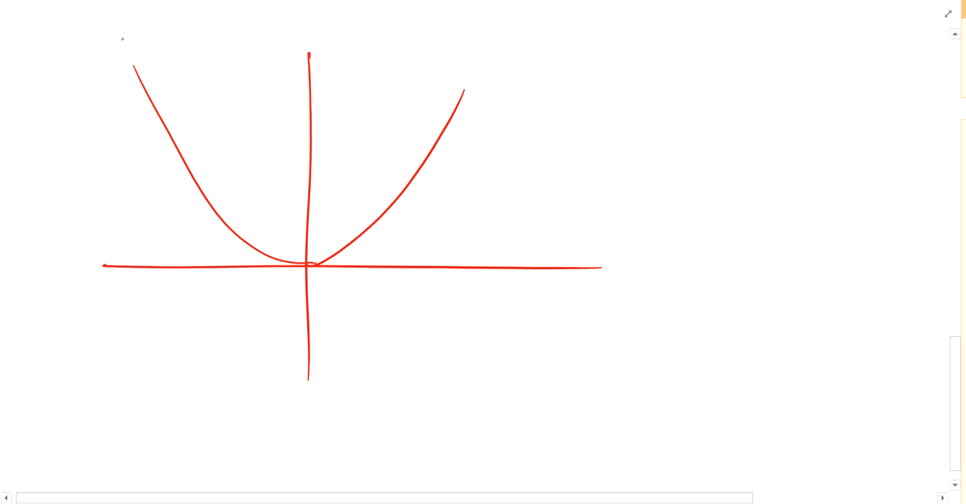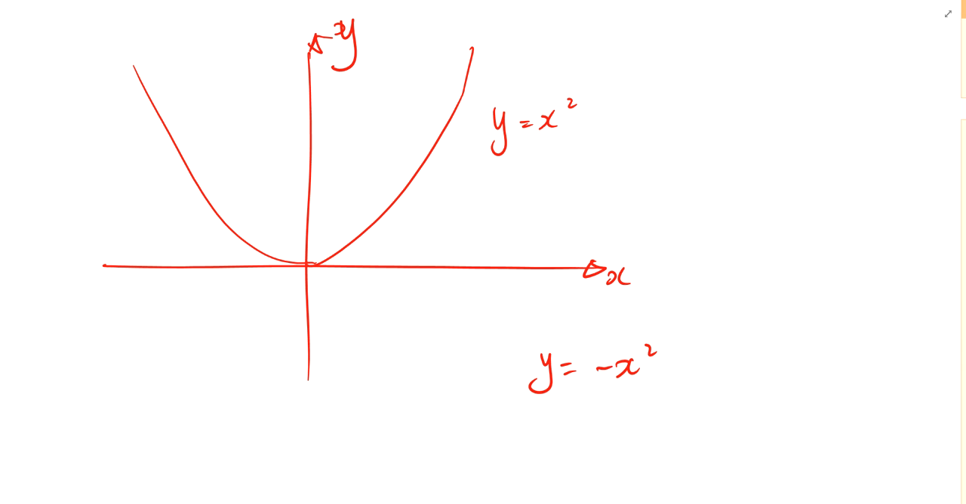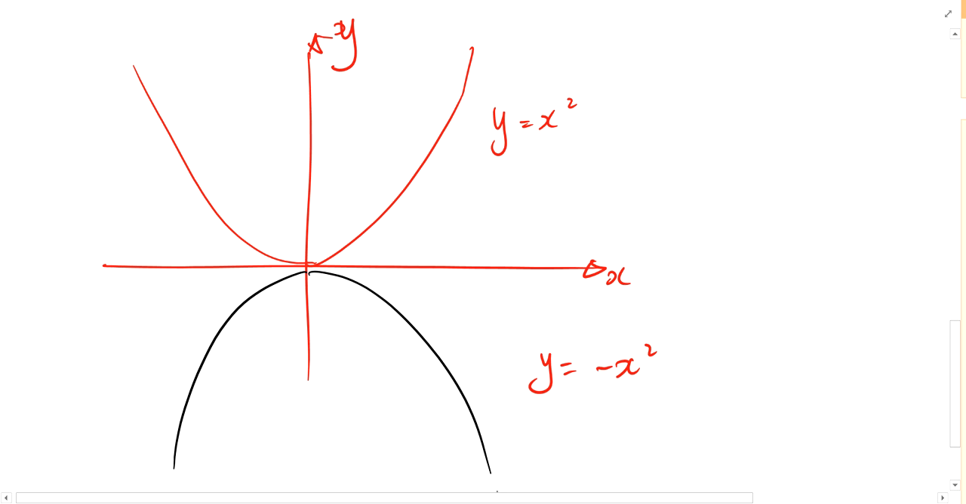Okay, parabola. So let's say we have this one, y equals x squared. This y, this x. If I want the graph of y equals negative x squared, smiley face or sad face? Sad face, parabola opening downwards. What is the relationship between these two graphs? Symmetrical about the x-axis. Okay? So now we are ready. Let us investigate a bit more.